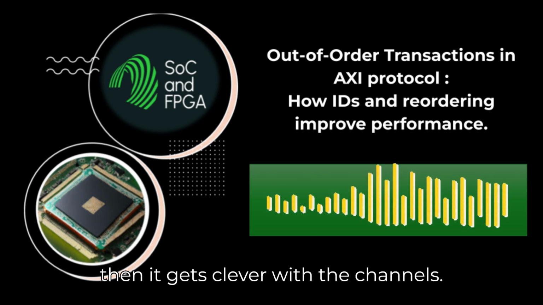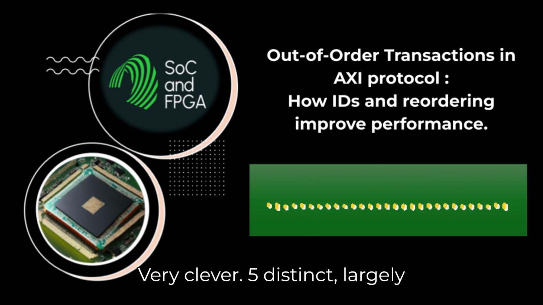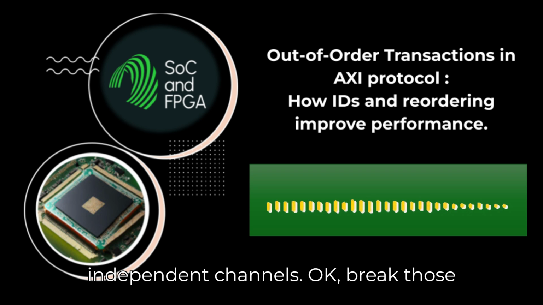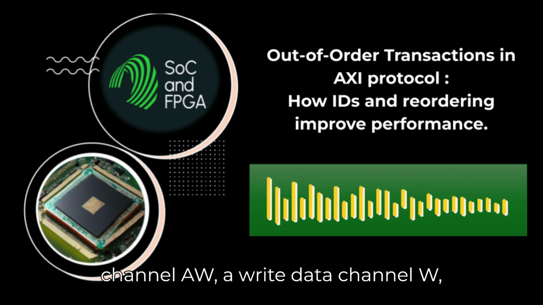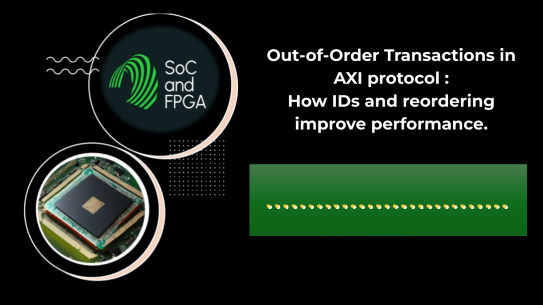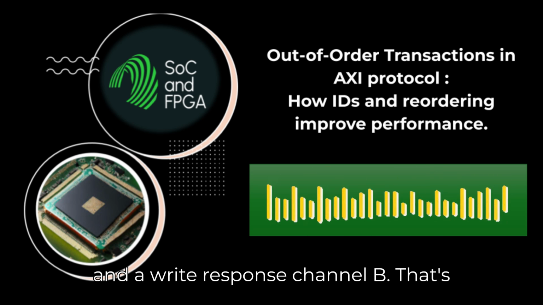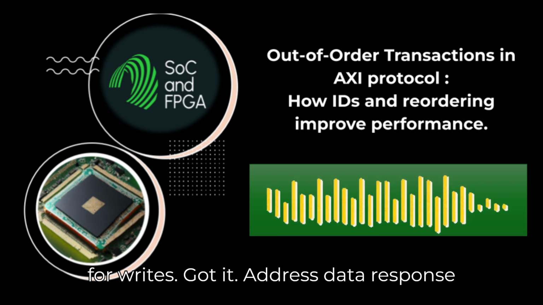Simple enough. But then it gets clever with the channels. Very clever. Five distinct, largely independent channels. Okay, break those down for us. You have a write address channel, AW, a write data channel, W, and a write response channel, B. That's for writes. Got it. Address, data, response for writes.